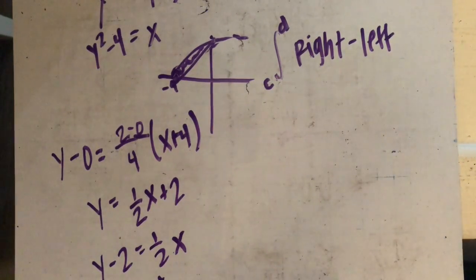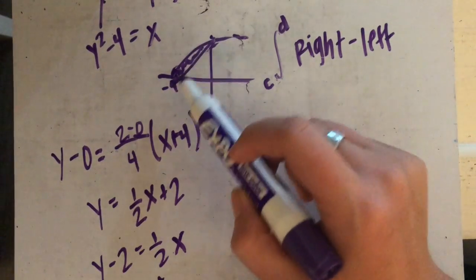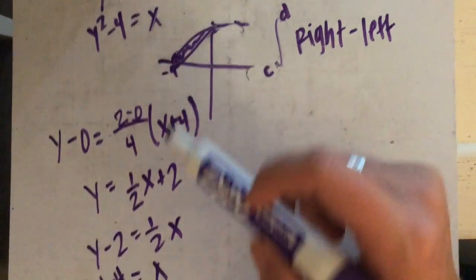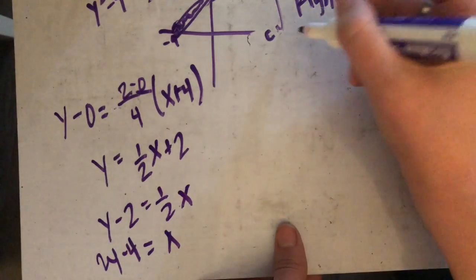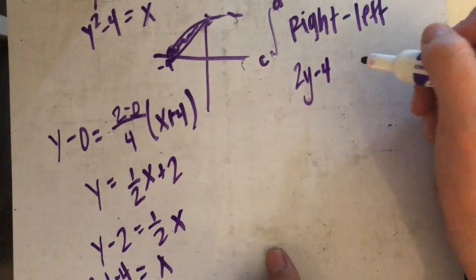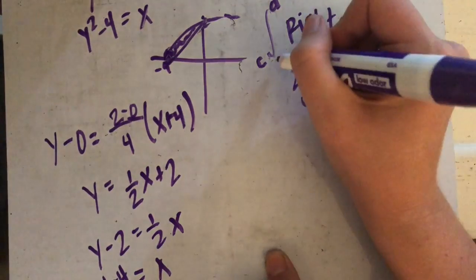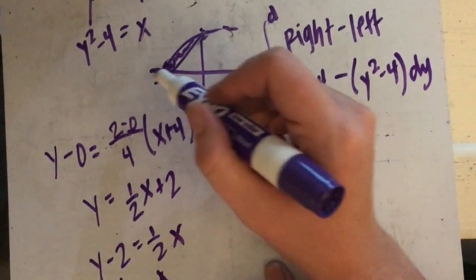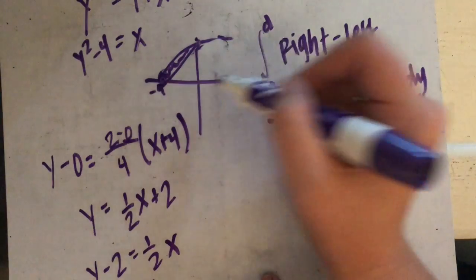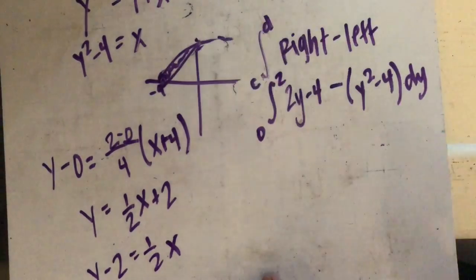So I want my right minus my left. So if I'm looking here, my curve is on the left, my straight line is on the right. So I want my straight line to go first, so this 2y minus 4. So notice, because I'm doing this in terms of y, I'm going to have y's in my integral. Minus, my left was my curve, so y squared minus 4 dy, and then I have the integral from, I want my heights. So looking at my y-axis, I'm intersecting at 0 and at 2, at a height of 0 and a height of 2.